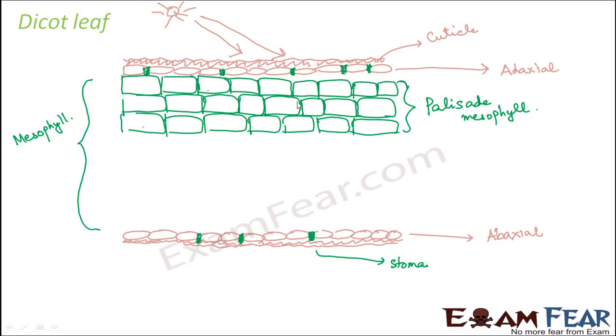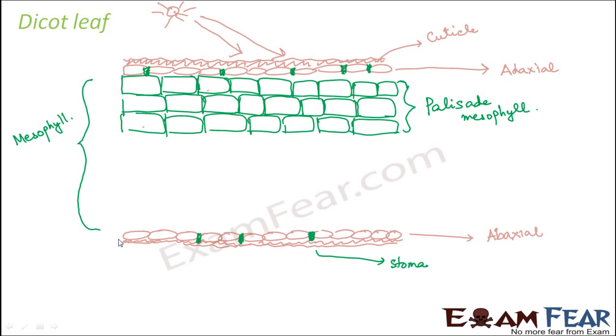So what is the purpose of this palisade mesophyll layer? The purpose of this layer is to trap sunlight. Now this is on the upper side, right? So the intensity of sunlight on this layer will be more than this layer, right? So here more and more cells are compactly arranged so that more and more sunlight can be trapped. So basically this layer will trap the sunlight, correct? And then we will see how photosynthesis will take place. Okay, so this is your upper layer.